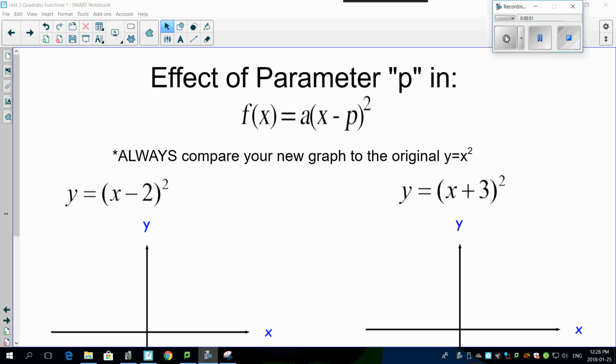Finally, the last step. Okay, so we played with the A value. We played with the Q value, but now we're going to play with the P value. And I want you to look at this. Look at where the P value is.